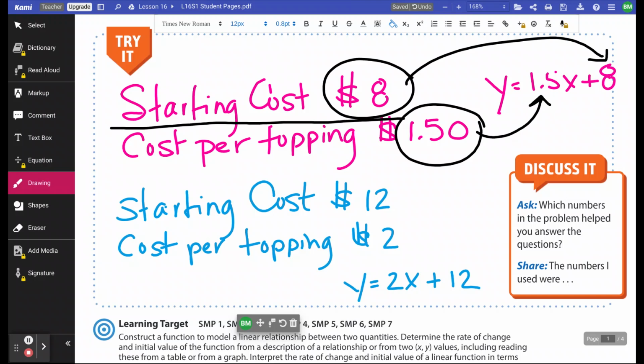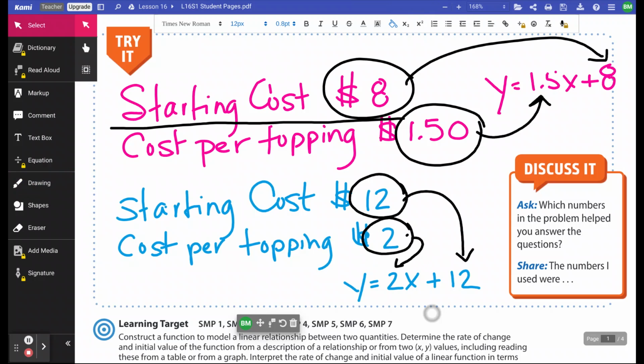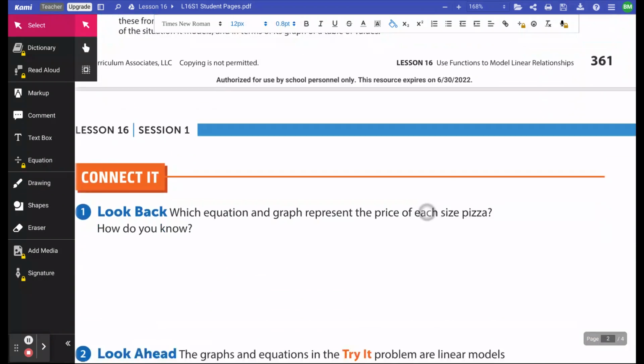And same thing with the large pie. My starting cost for the large pie is $12. That's my y-intercept or my B value. And my cost per topping, that's my rate of change. How much does my cost change for each topping that I add? Okay, let's move on and start making some connections on the next page.